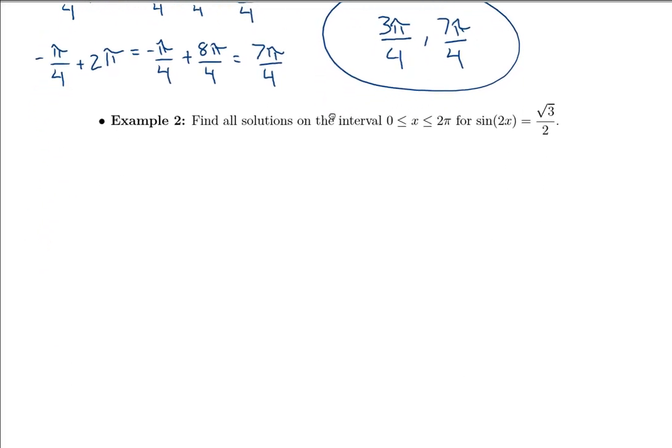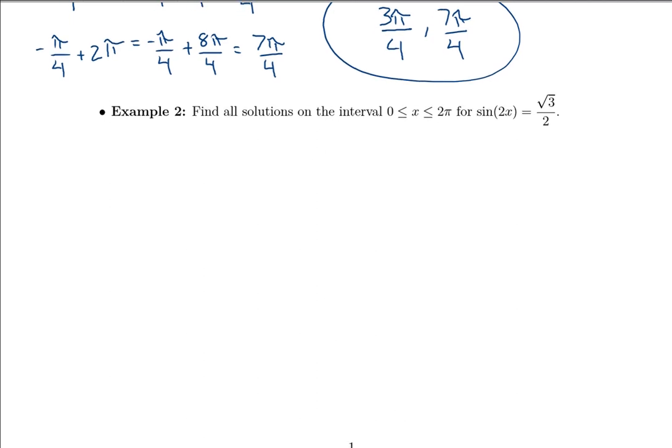All right, so now let's look at example 2. So we want to find all solutions between 0 and 2 pi for the sine of 2x equals the square root of 3/2. All right, so let's think about our unit circle over here on the side. Square root of 3/2 is certainly a special value. So the sine is the y value, so that's going to be when we're up here, right? That's definitely going to give us a sine value of √3/2.